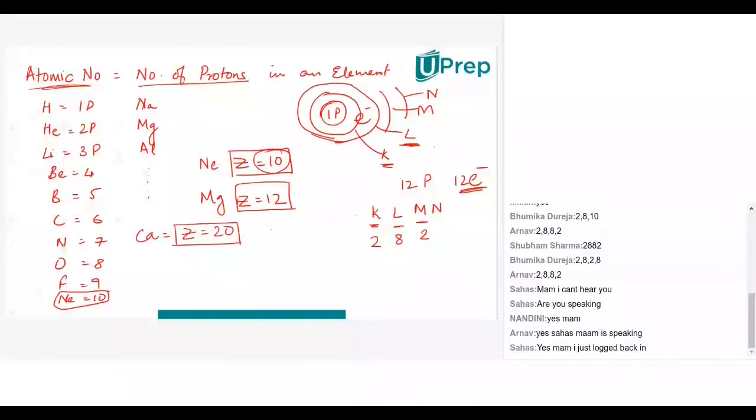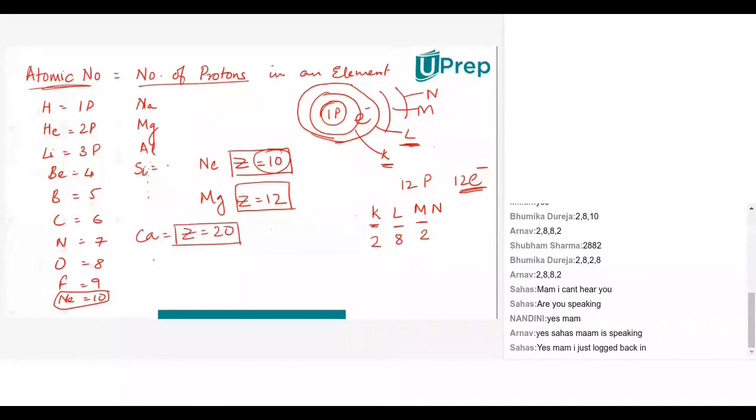Are you guys able to? Okay, cool. So the answer is 2, 8, 8, 2 for calcium. Okay. So now just one more we'll do, and then we can start with the next concept, silicon. I'll just write that over here.